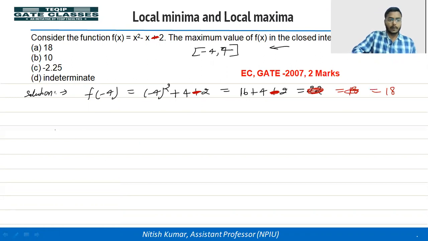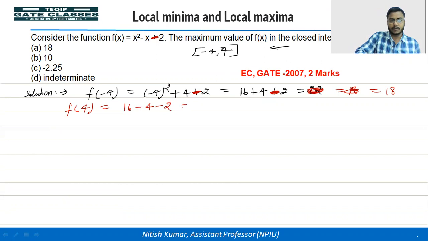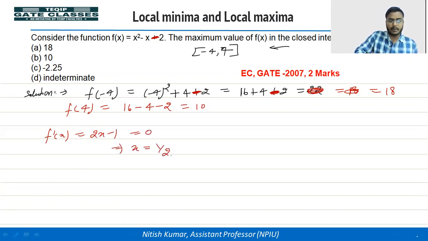Now, calculate the function value at x equal to 4. What are we getting here? 16 minus 4 minus 2, 10. Calculate where the stationary point is. Just calculate dy by dx equal to 0. At what value is dy by dx equal to 0? 2x minus 1 equal to 0, so x is equal to 1 by 2. So 1 by 2 is between minus 4 and 4.